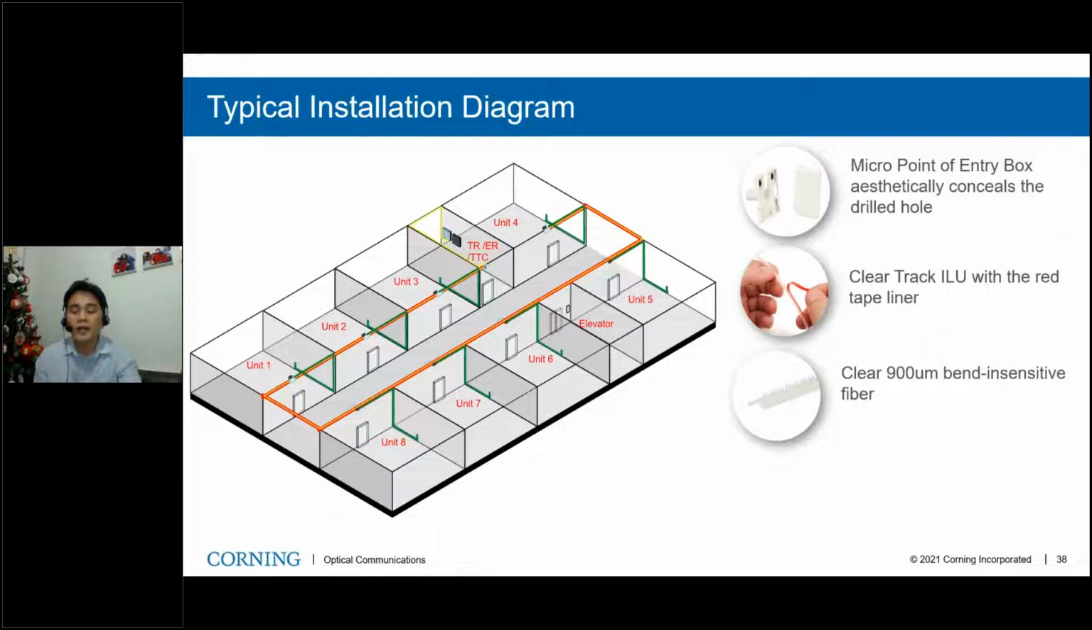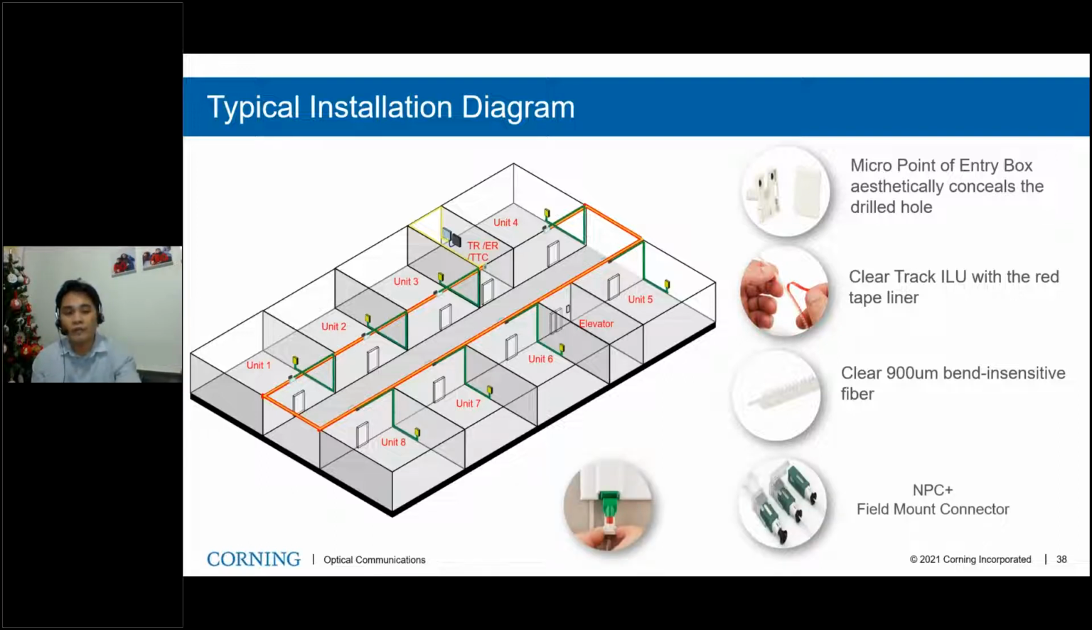Afterwards, we can install the ClearTalk ILU by removing the red tape liner. Then we can insert the 900 micron fiber into the ClearTalk ILU, going into the small POE box and up to the wall outlet. Then afterwards, we can again do termination, either fusion splicing or using a field mount connector such as the NPC Plus.